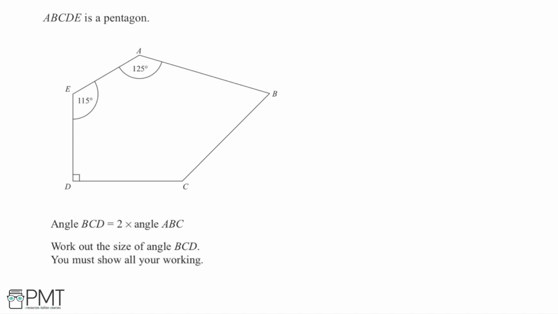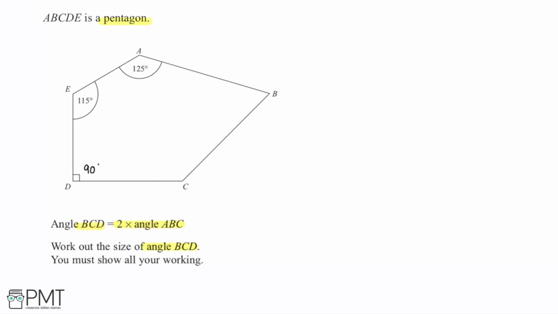So in this question, I'm told that ABCDE is a pentagon. We then have the diagram of the pentagon here. It's an irregular pentagon. We're told that angle BCD is equal to 2 times the angle ABC, and we're asked to work out the size of the angle BCD, showing all of our working. Now if I have a look at the diagram, we have a couple of angles already labelled up, so this angle here, and also this angle here is a right angle, so I'm just going to write on there that that's 90 degrees. I'm told here that angle BCD is equal to 2 times angle ABC.